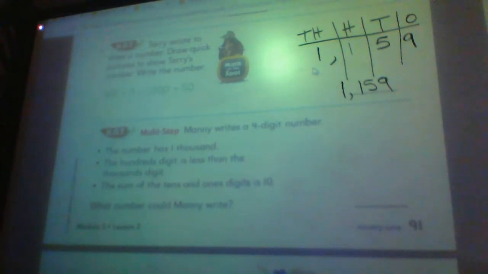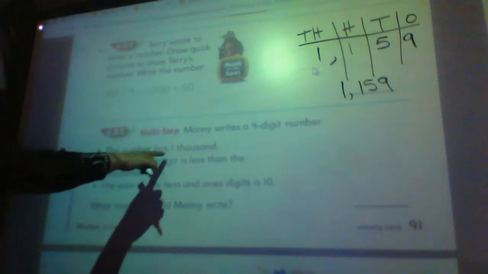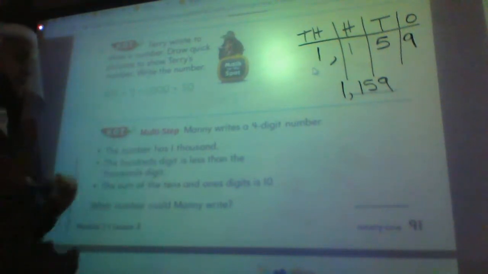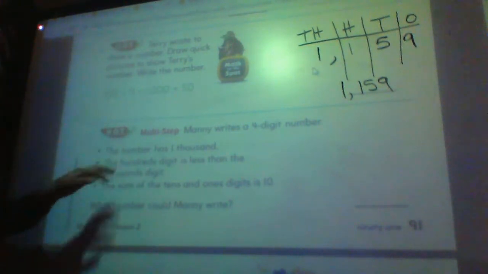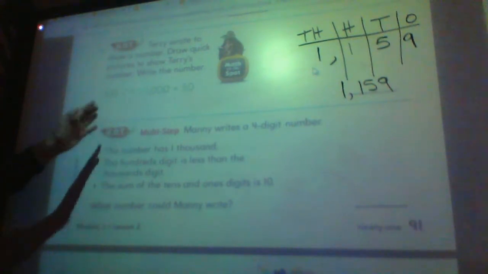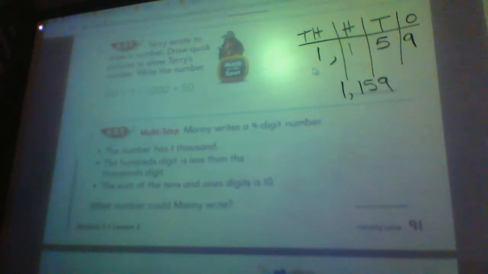Let's look at number 7. It's a multi-step question. That means it's more than one step. Manny writes a 4-digit number. The number has 1,000. The hundreds digit is less than thousands digit. So they're giving us clues, basically. Before I even finish reading, I'm going to say, hold on, too much information, back it up.